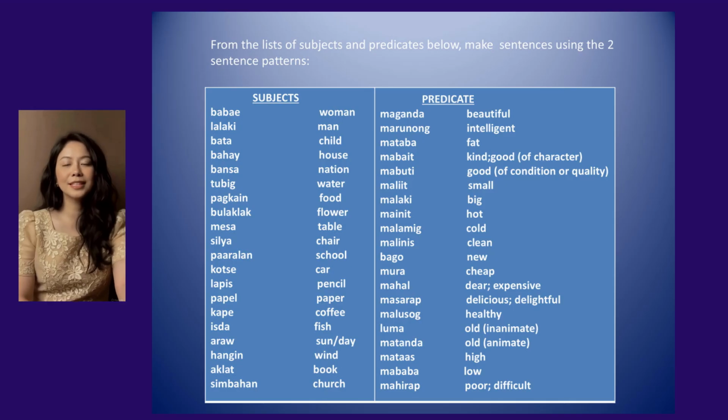Now, this will be your assignment. From the list of the subjects and predicates below, can you make sentences using the two sentence patterns? And then, you add the correct subject markers like the ang mga, si or sina, and then the correct articles or linkers. Can you do that?